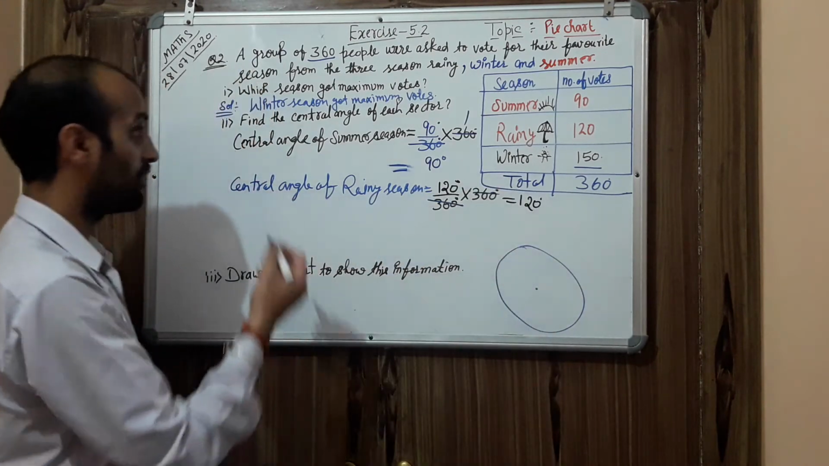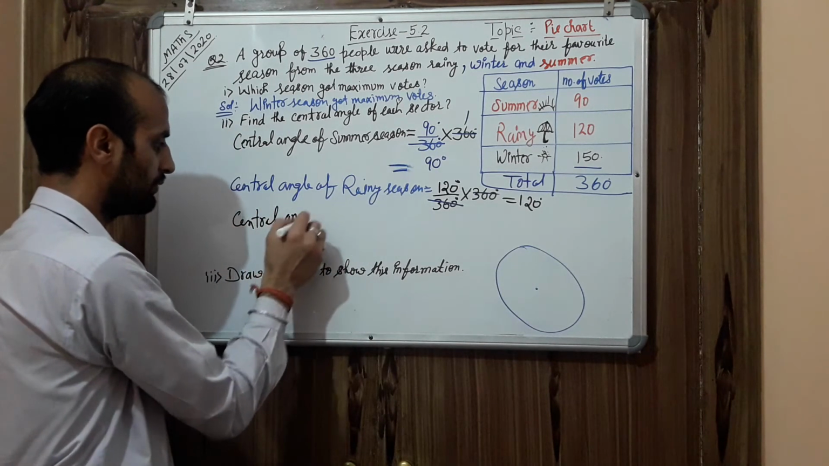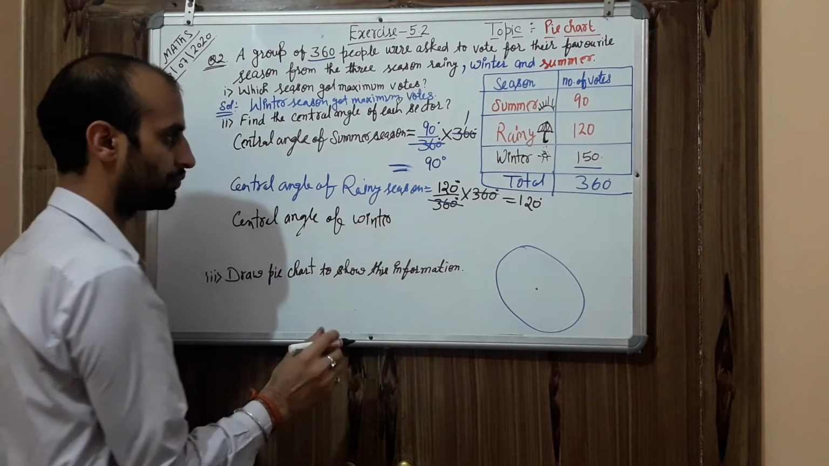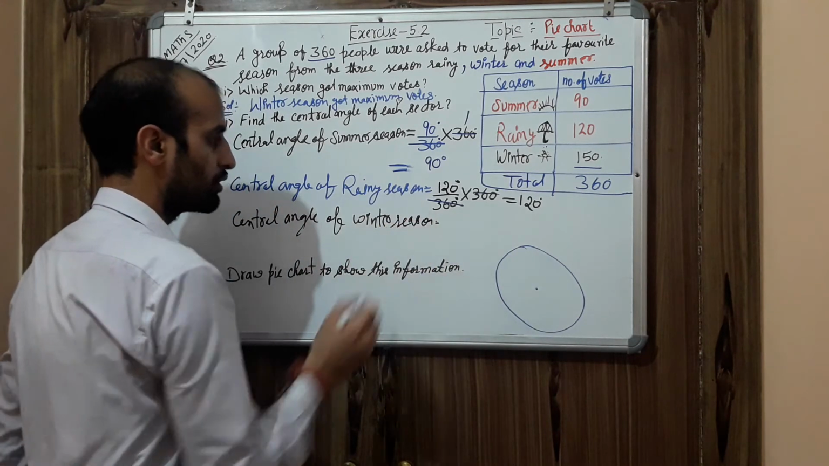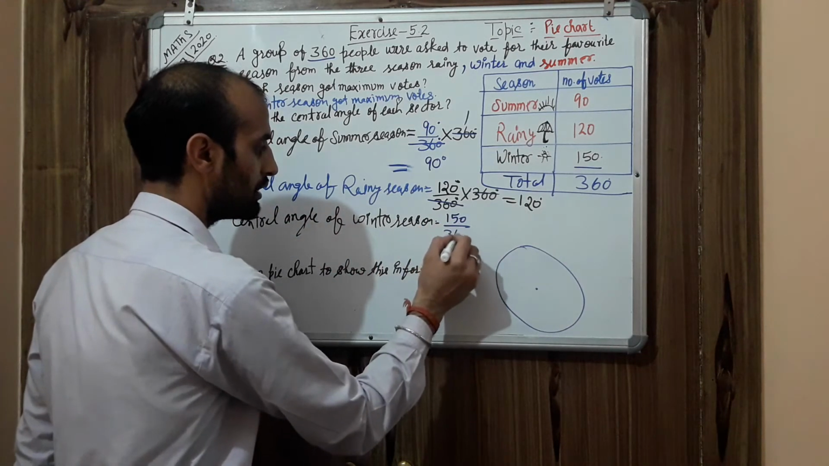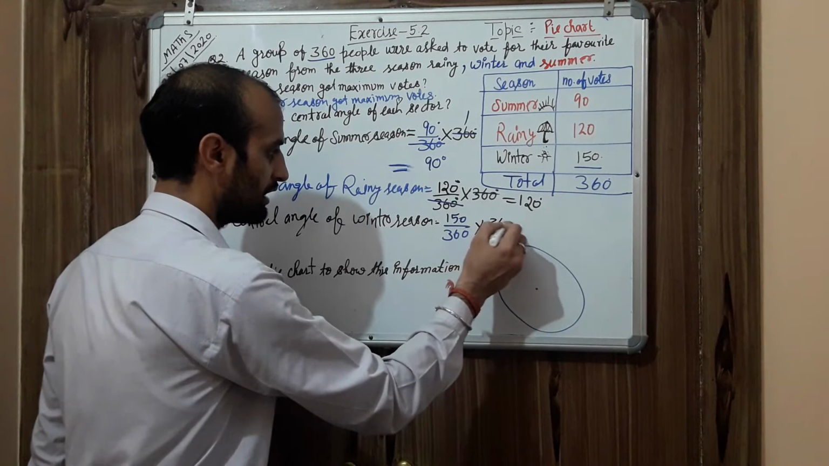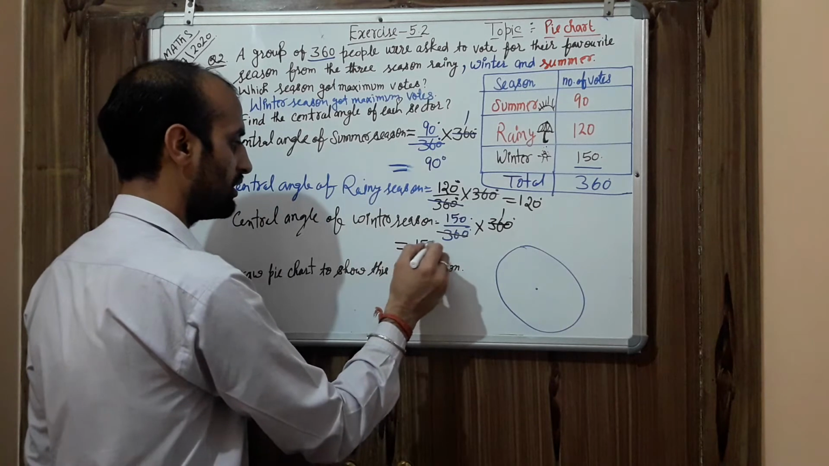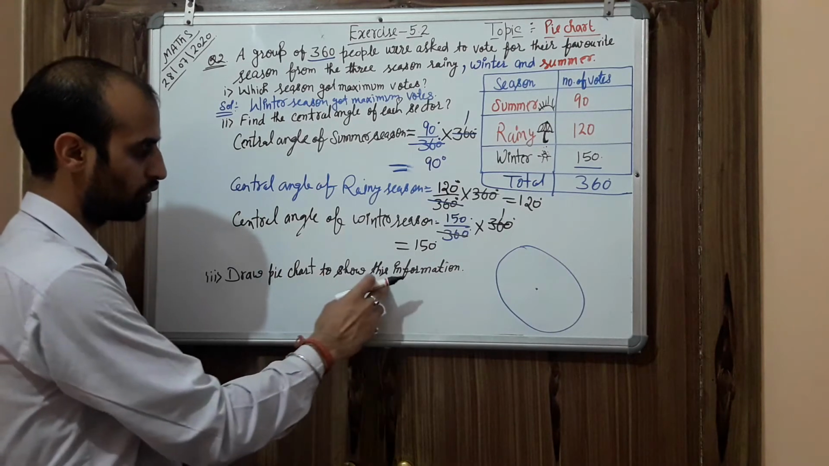120 degree. Now the last left, that is winter. Central angle of winter season. So if I am talking about winter season, so you can see here winter season maximum votes are 150. Total people were 360. Multiply it with the 360 degree sum of angles. Now cancel out. 360 1 360. So what is the answer? 150 degree. So next is draw a pie chart to show this information.